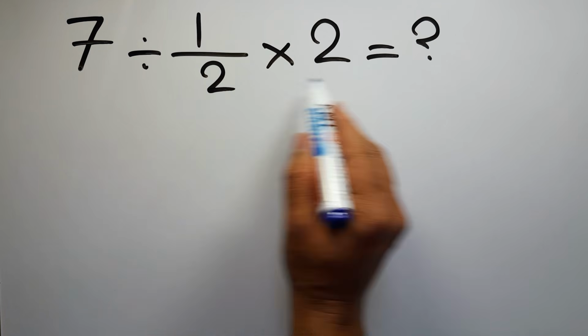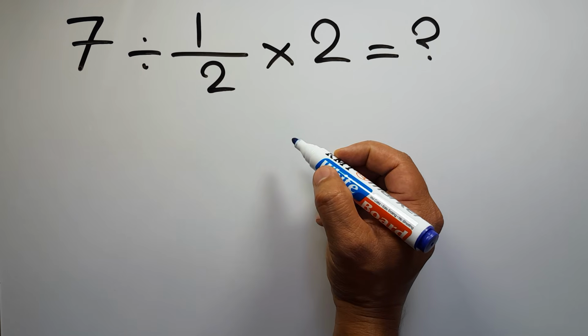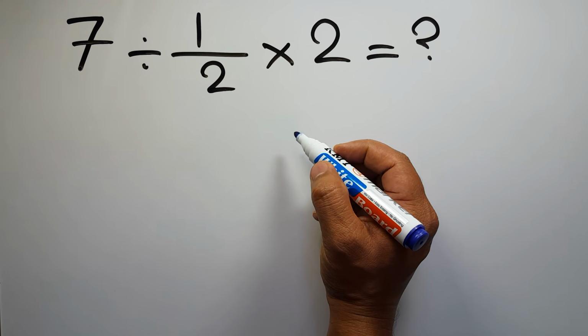In this video, we want to find the value of this expression, 7 divided by 1 over 2 times 2. Are you ready to solve? Let's go ahead and get started.